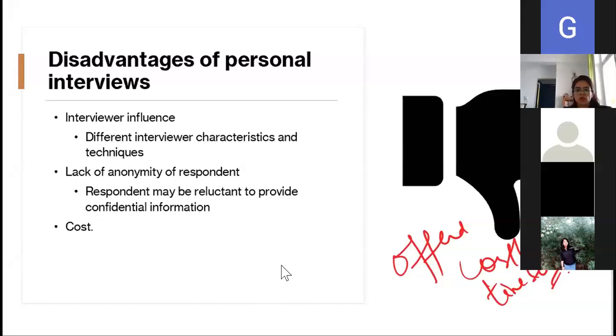Also, there's interviewer influence. There can be interviewer bias. The interviewer is not asking the question word for word. He's changing the meaning of the question, as compared to when it is online. Or it can sometimes happen that the interviewer is giving a leading question. What do you understand by a leading question?